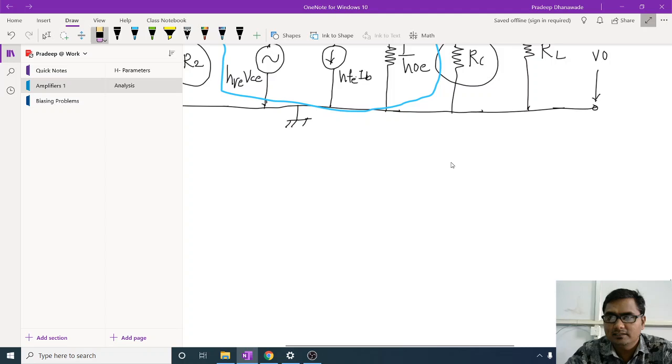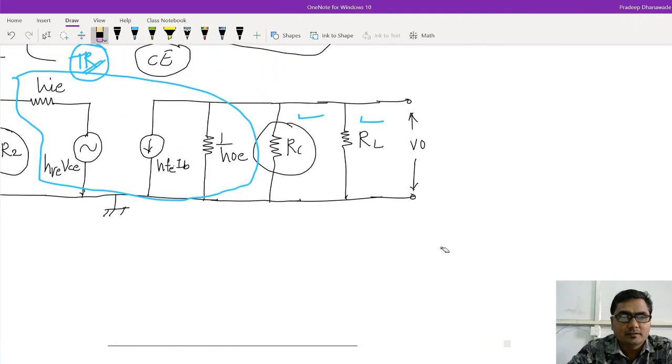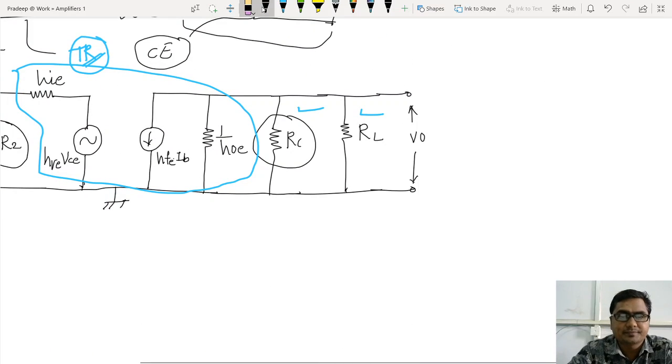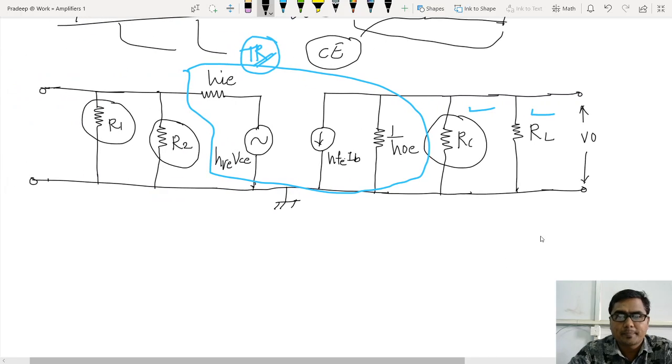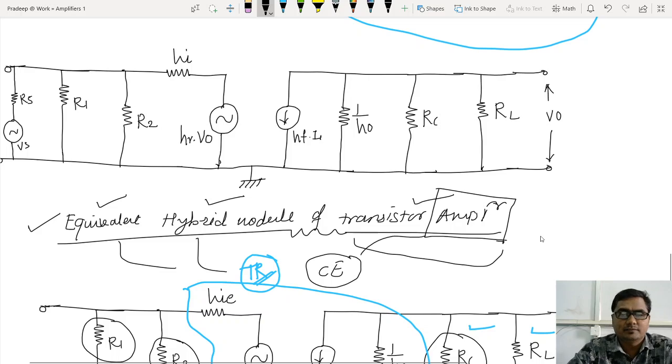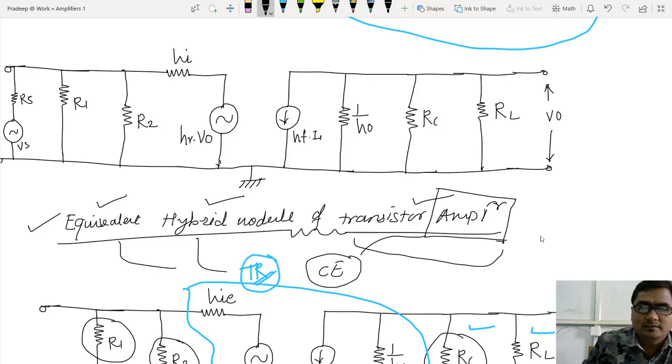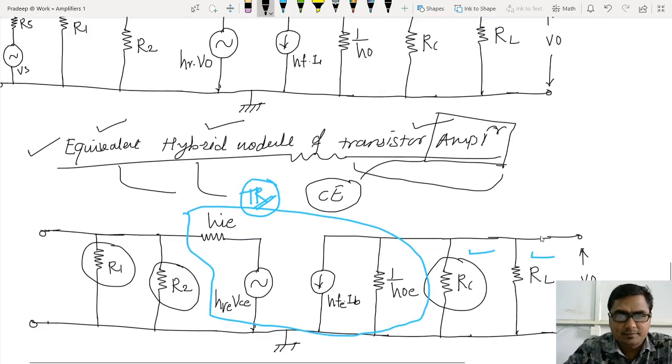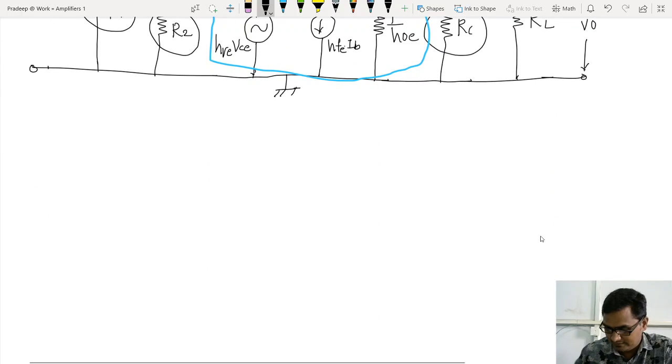See what we had in last lecture. Let's check. We had discussion about the equivalent model, hybrid equivalent model of a transistor. Now from this point onwards, let's continue with the hybrid equivalent model. Alright, so let me draw a line.